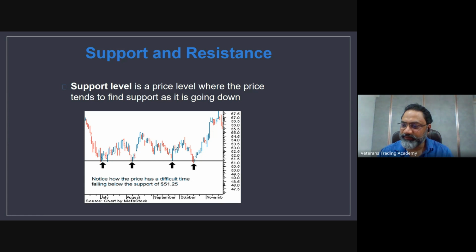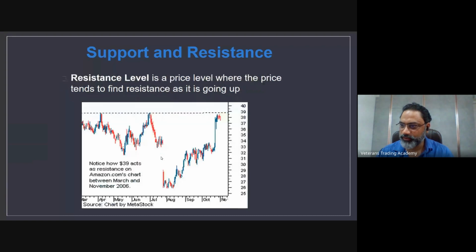And then again it comes to 50 rupees and bounces. So we can say that at the level of 50 rupees, many people are ready to buy the stock. Basically, demand for the stock is coming at 50 rupees. So we can say 50 rupees is the support of the stock, where the stock refuses to go down further and buying comes in. That's the support for any stock.